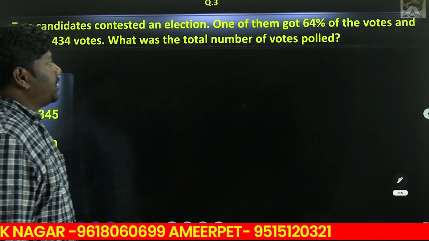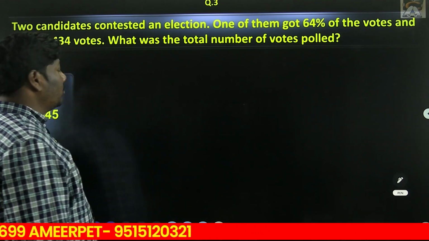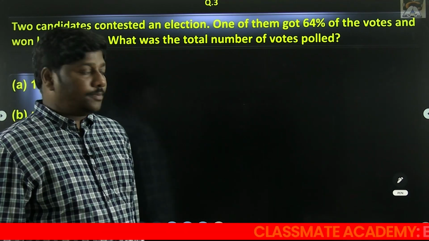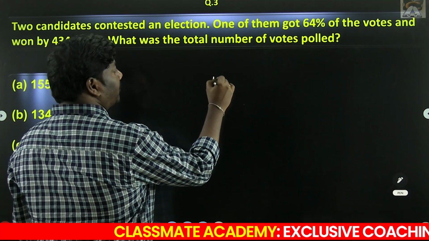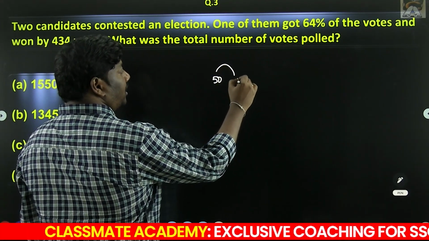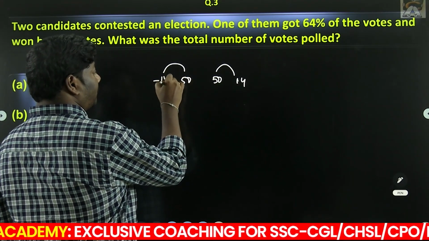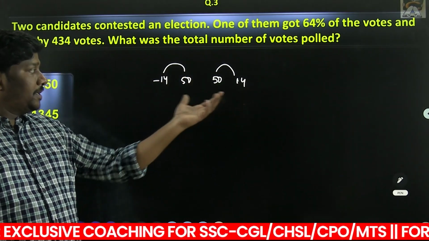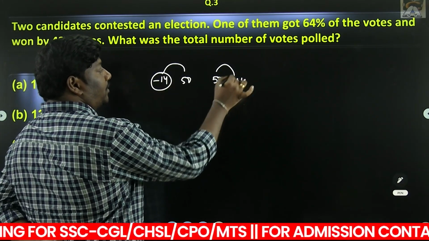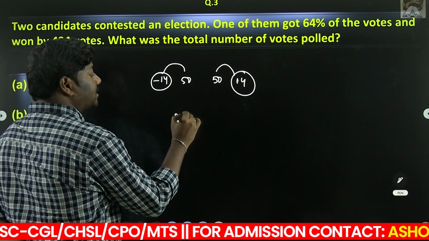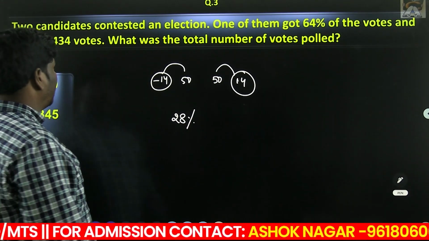Two candidates contested an election. One of them got 64% of the votes and won by 434 votes. See, if one of them gets 64, which is how much more than 50? 14 more than 50. Another will get 14 less than 50. Yes or no? 64 means 36. Look at the difference. Vote difference is 14 and 14. You can say 28% is the difference. And the difference of votes is given as 434.